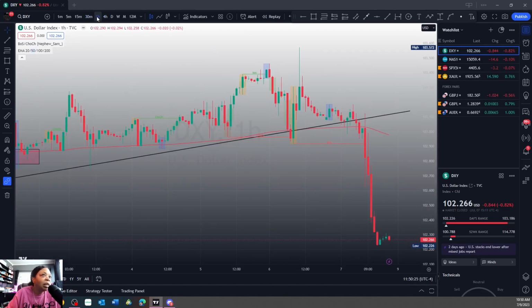But the Dixie is kind of going with the same confluence for the gold. Usually Dixie does the opposite of what gold is doing. And that's how we kind of know where the market is, or how it's doing, in comparison to the two. The Dixie is the dollar, if nobody knows.